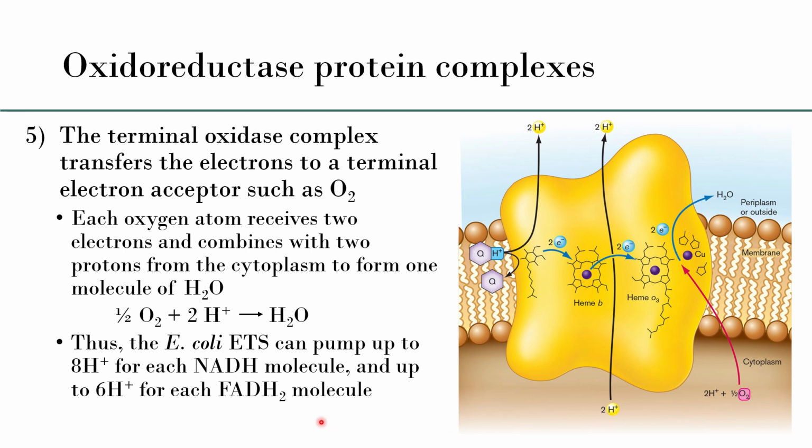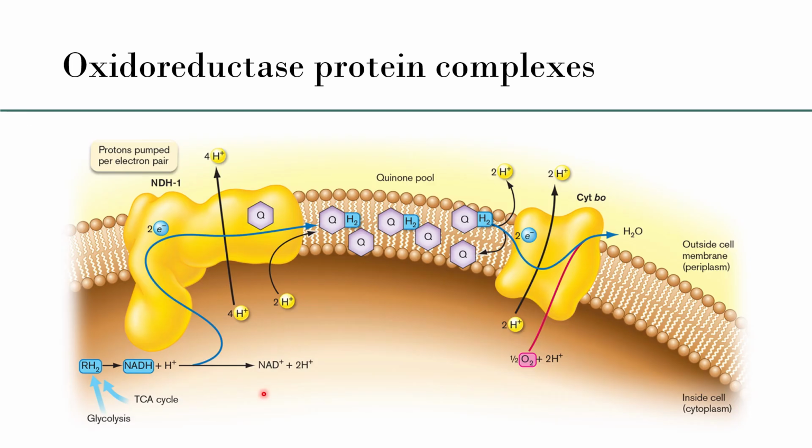Now, in E. coli, the electron transport chain pumps out 8 protons for every NADH molecule created, but only 6 for every FADH2 created. And this is just because FADH2 is not quite as strong of an electron donor as NADH, so it takes lower energy electrons and has less energy to give up, basically. So we can't use that work to move as many protons over. So this is basically the whole thing in one picture.